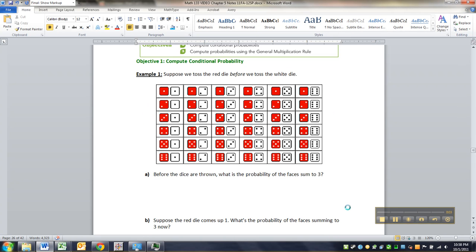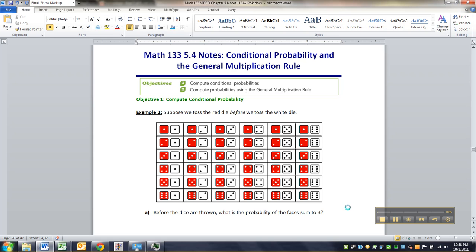Okay, so we're on to section 5.4. We're about to make things a little bit trickier for all of us. So the conditional probability and the general multiplication rule.